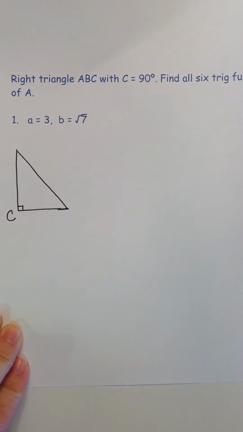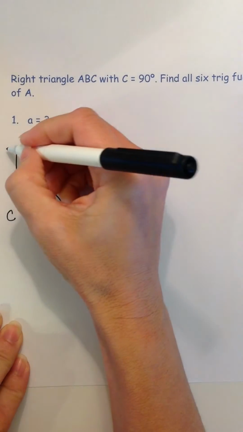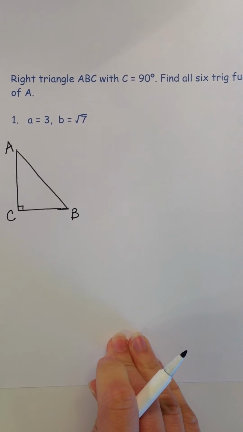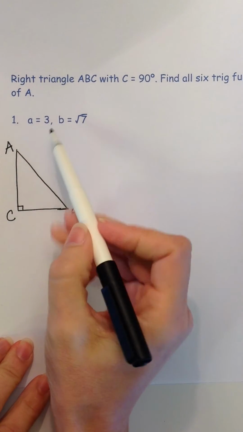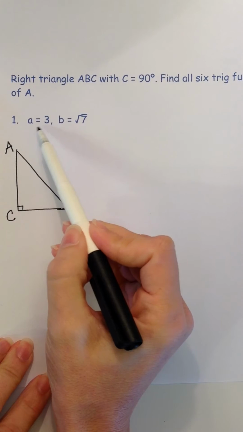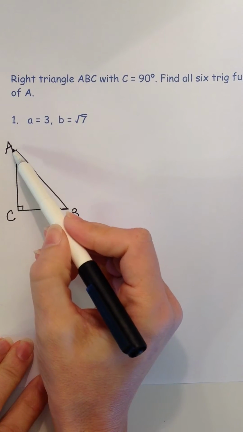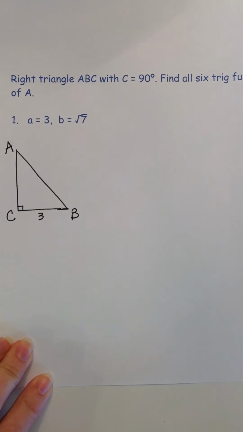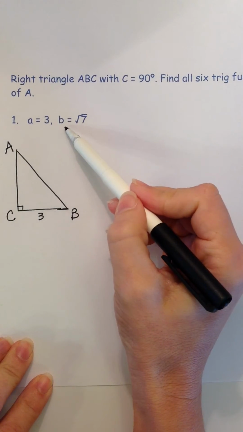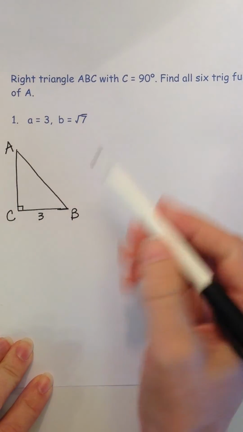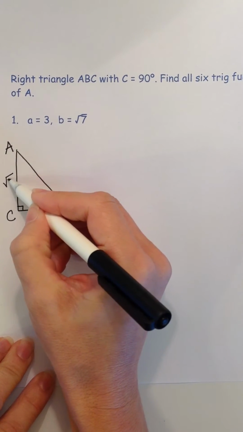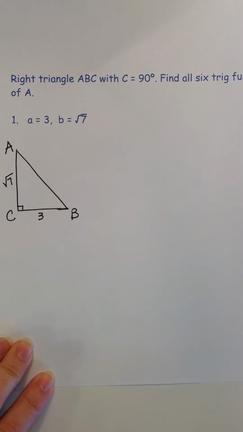Of course, we were instructed that this is C, so I'm just going to let my top angle be A and my bottom angle be B. All right, so I know that side A has a length of 3. So if this is angle A, the side opposite would have to be side A. And I know that side B has a length of square root 7. So if this is angle B, then the side opposite would have to be side B. So there's my square root 7.